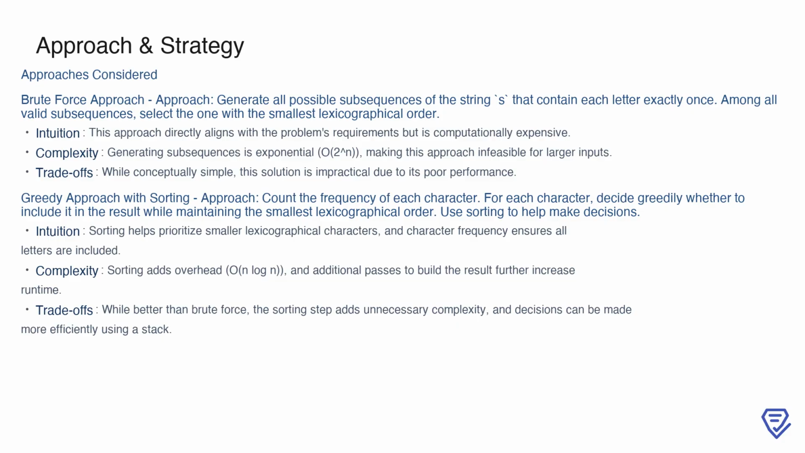Next, we considered a greedy approach with sorting. Here, we count the frequency of each character and use sorting to prioritize smaller lexicographical characters. The idea is to iteratively decide whether to include a character based on its frequency and order. While this improves performance compared to brute force, the sorting step introduces additional complexity, and the approach is not as efficient as it could be. These trade-offs led us to explore a better alternative that avoids unnecessary overhead while directly addressing the problem's constraints.